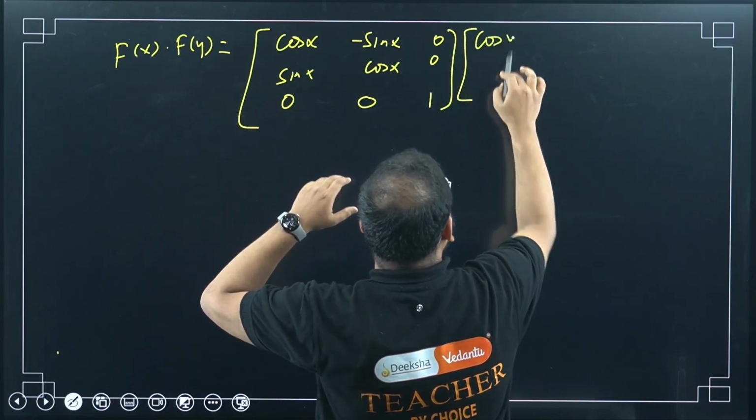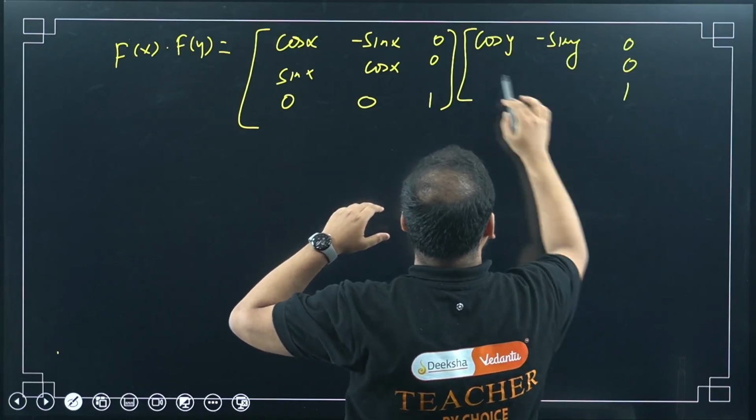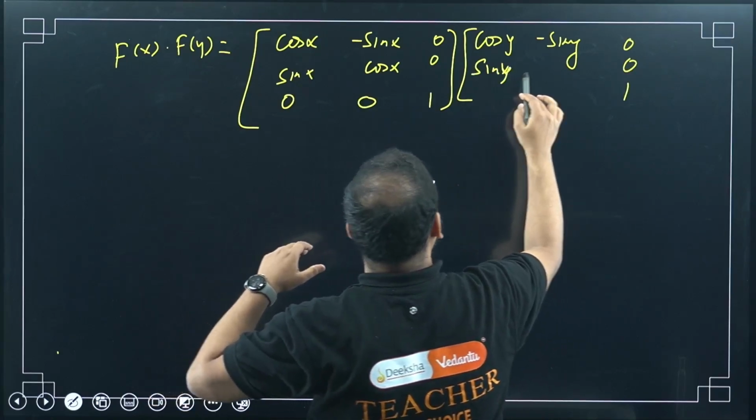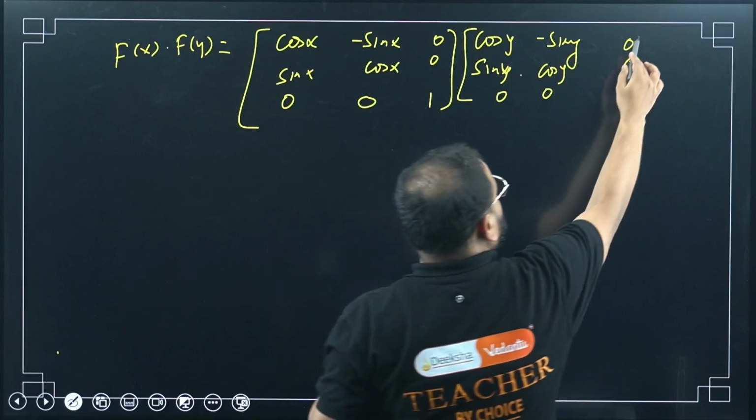So cos y, minus sin y, 0, 0, 1, and this is what? Sin x, not sin x, sin y, sorry. Sin y, this is cos y, 0, 0. Okay, this is a matrix multiplication, 3 cross 3.